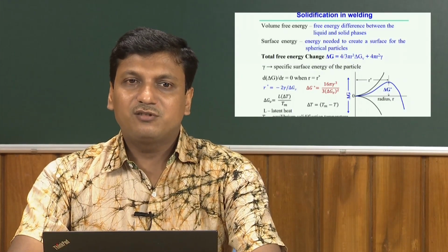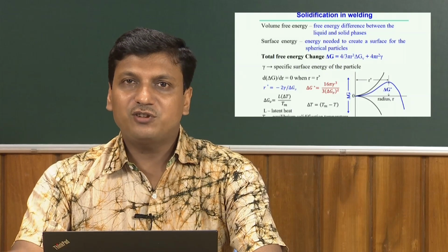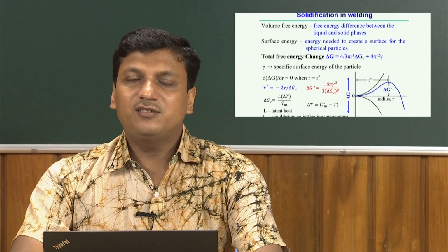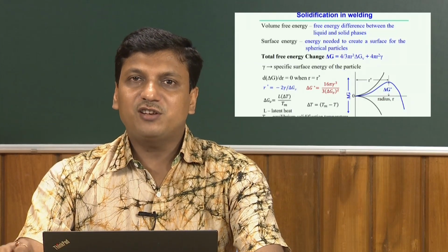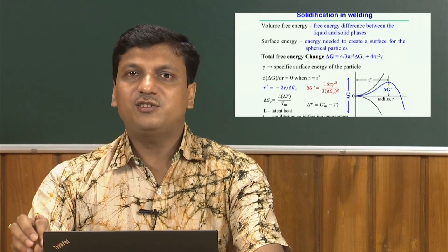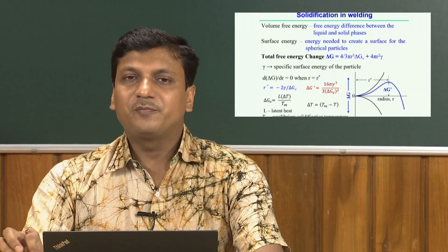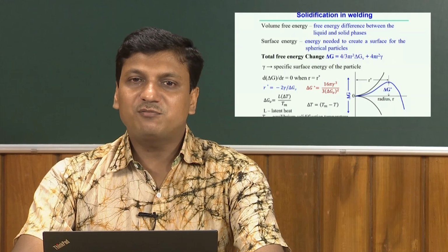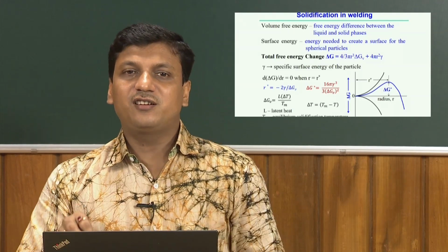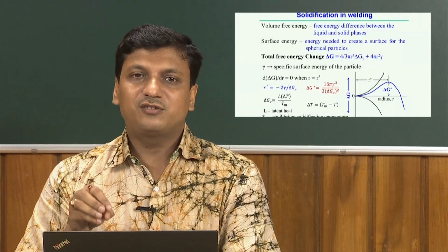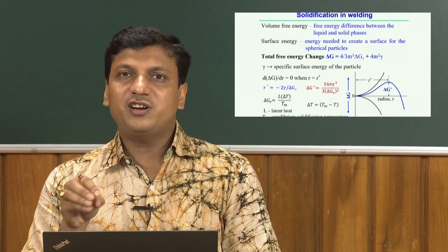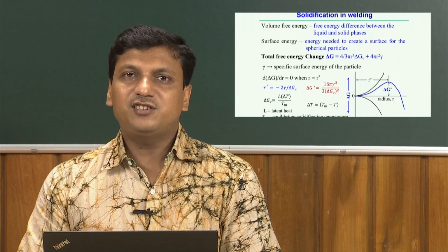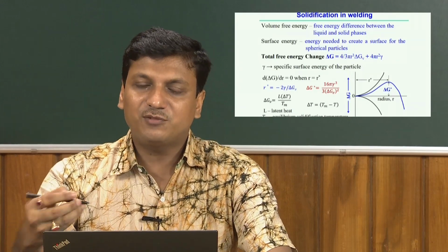But there is another, surface energy, that is also energy needed to create a surface from the spherical particle. If we assume the nucleus to be a sphere of some size, what is the amount of surface energy needed to create a surface? So, that means the total free energy change in this process consists of two components.